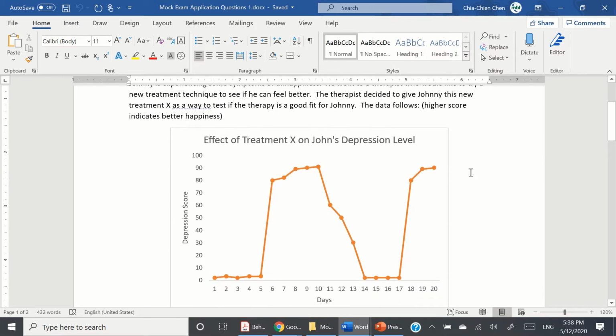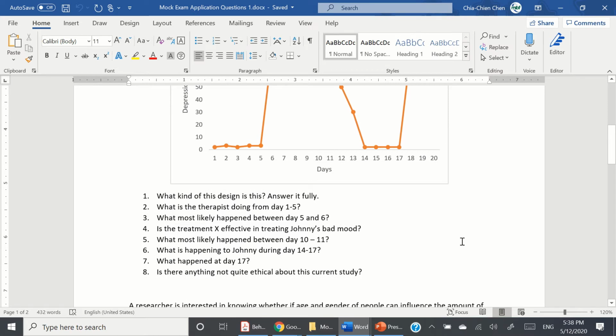That's the first part. And the second part that's not quite ethical is what? Okay. Look how many days the therapist allowed Johnny to stay in this horrible mood. So day 14, day 15, day 16, 4 days straight. What happens if Johnny commits suicide during that time? Who is going to be responsible for that? So that is another part that is not quite ethical on the therapist's part. Okay, that is the second part that is not quite ethical with this study. All right.